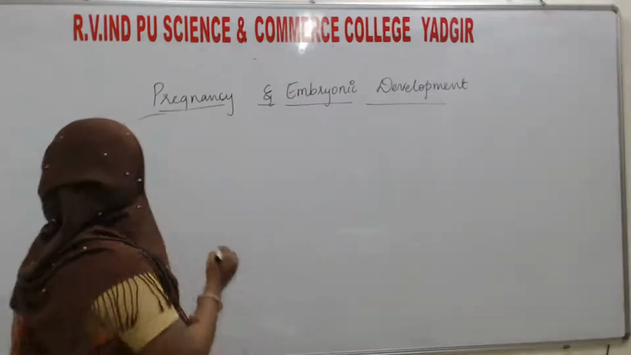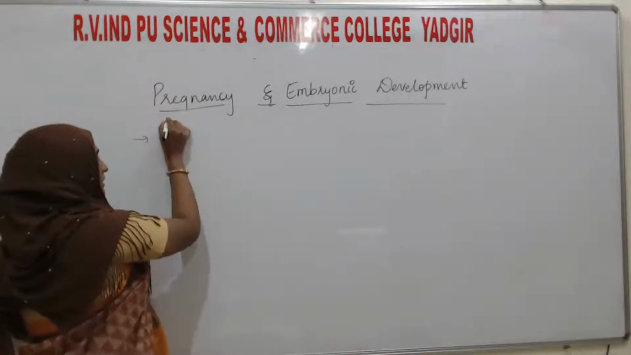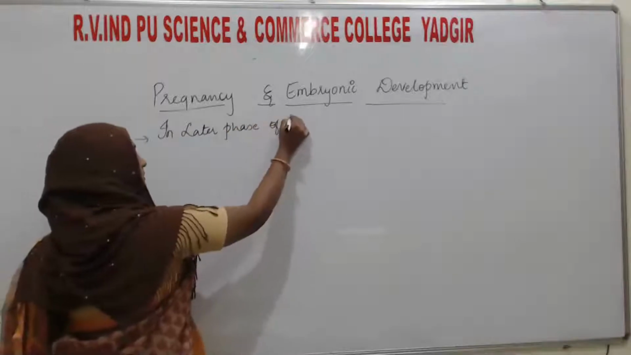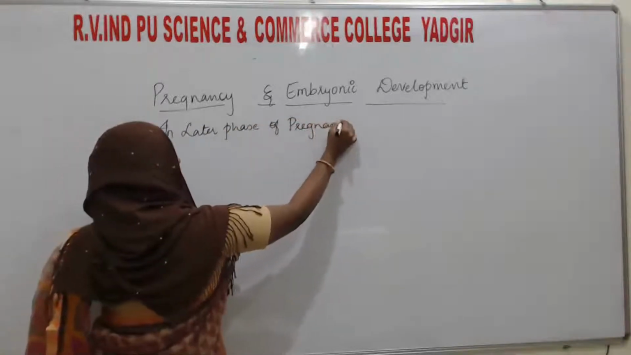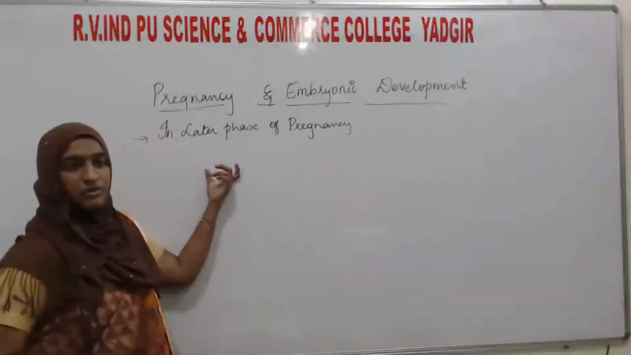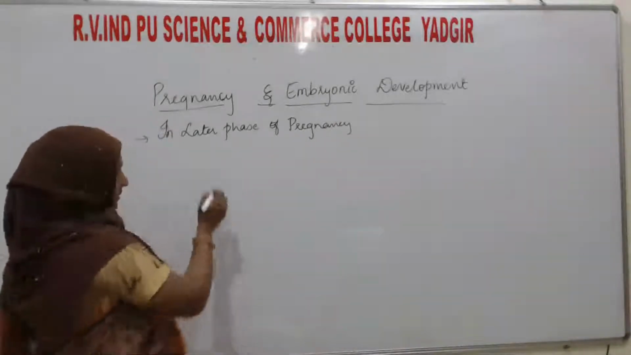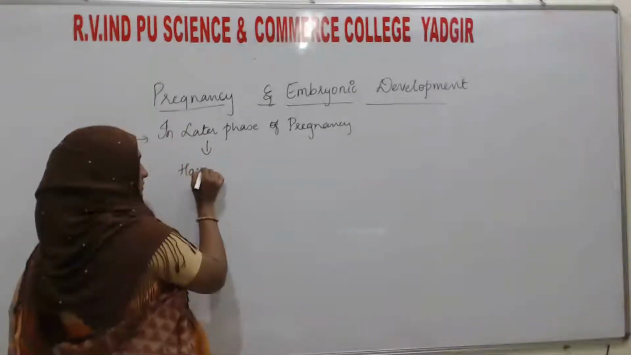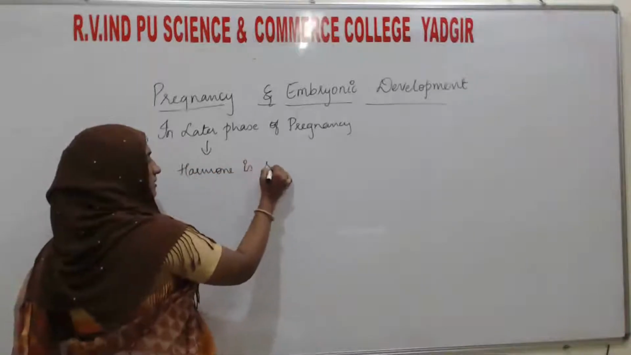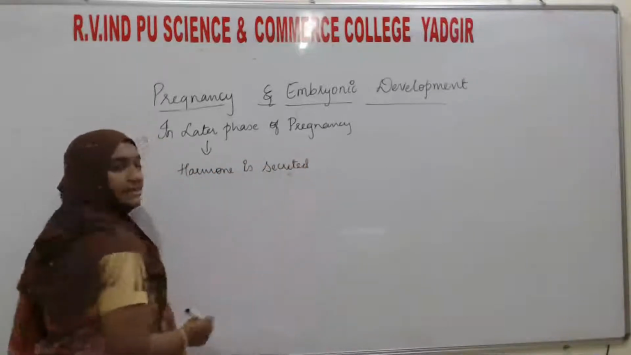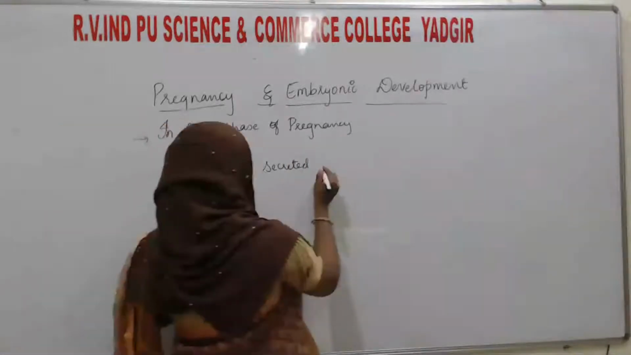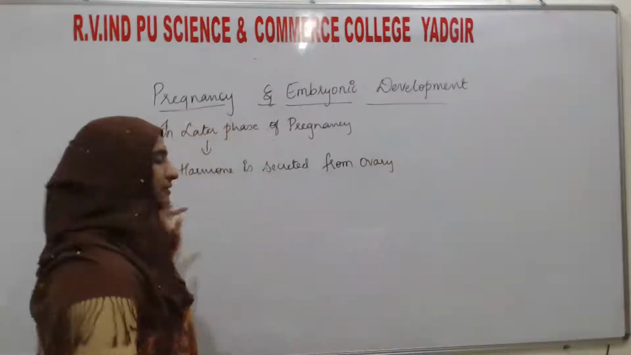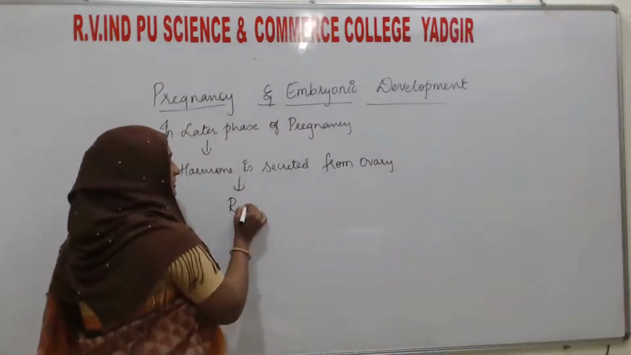In the later phase of pregnancy, one other hormone is going to be secreted, which is called relaxin. The hormone is secreted from the ovary. And what is the name of that hormone? It is relaxin.